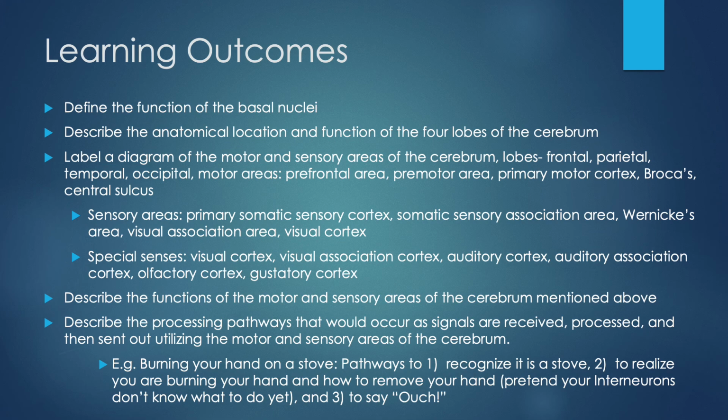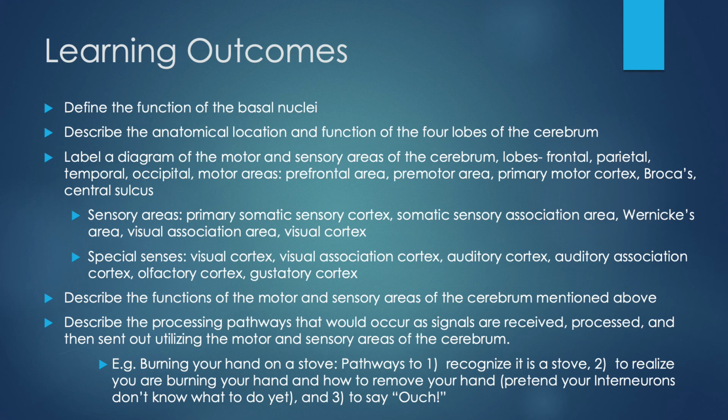The motor areas, including the prefrontal area, the premotor area, the primary motor cortex, Broca's area, and the central sulcus. Also the sensory areas, including the primary somatic sensory cortex, the somatic sensory association area, Wernicke's area, visual association area, and the visual cortex. And then for the special senses, the visual cortex, the visual association cortex, the auditory cortex, the auditory association cortex, the olfactory cortex, and the gustatory cortex.